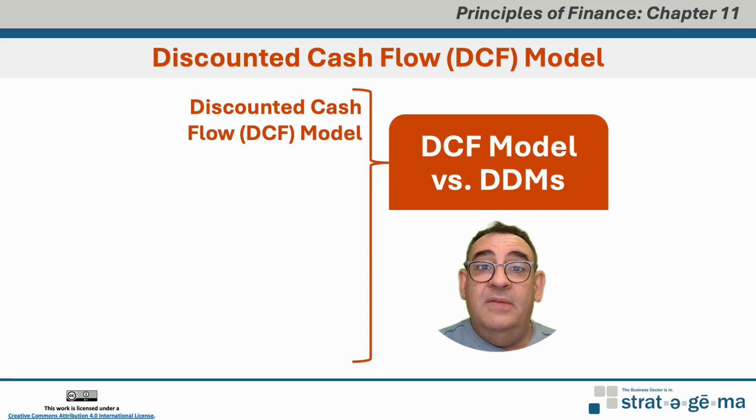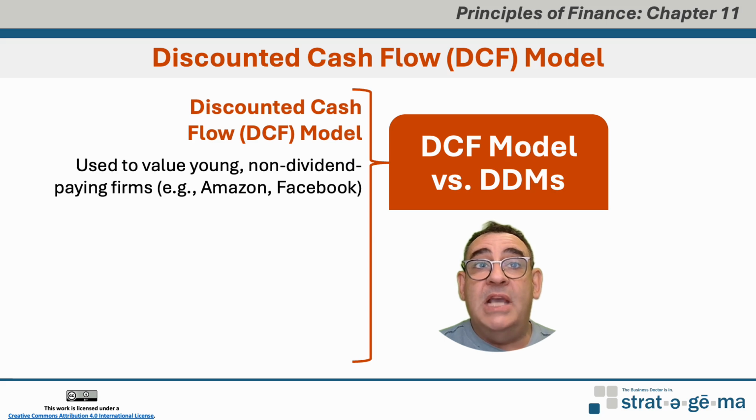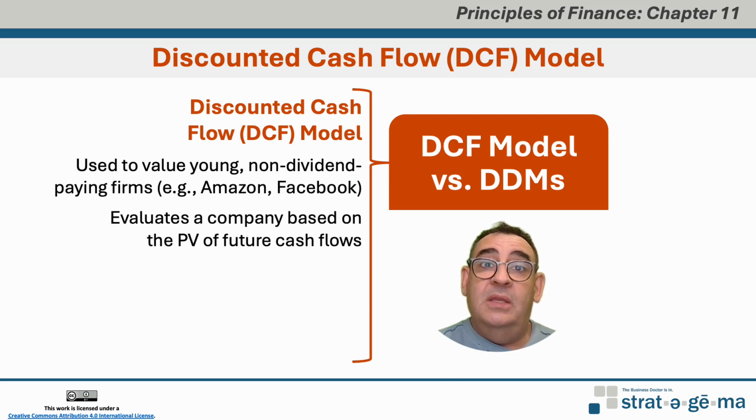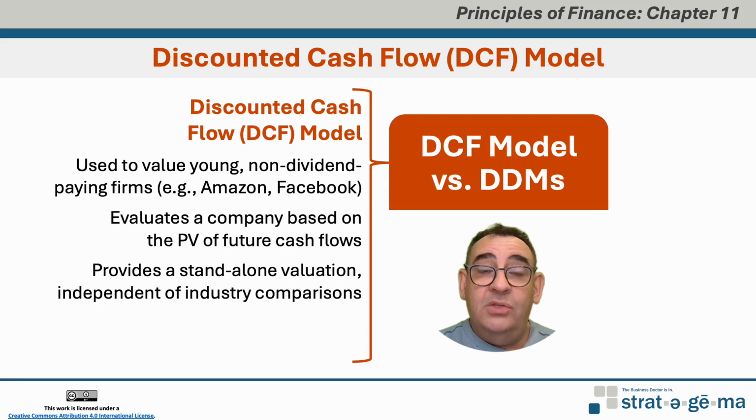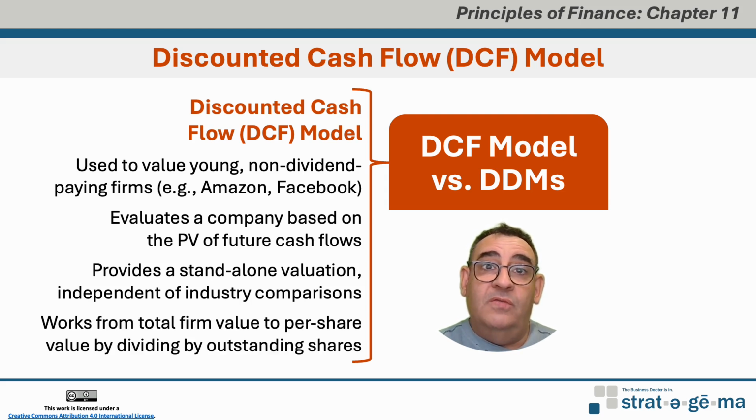Not all companies pay dividends, and this allows us to value firms that don't trade publicly and have a stock value. So we can use the discounted cash flow model to value young, non-dividend paying firms, because instead of using dividends, we are using future cash flows generated by the business. This provides a standalone valuation that can be independent of industry comparisons, and it works from total firm value to per share if we divide by the number of shares outstanding.